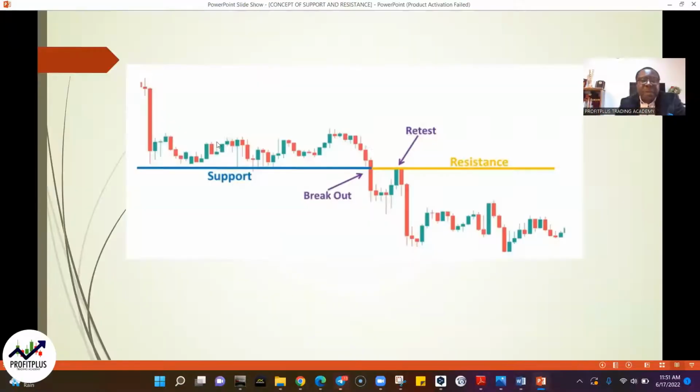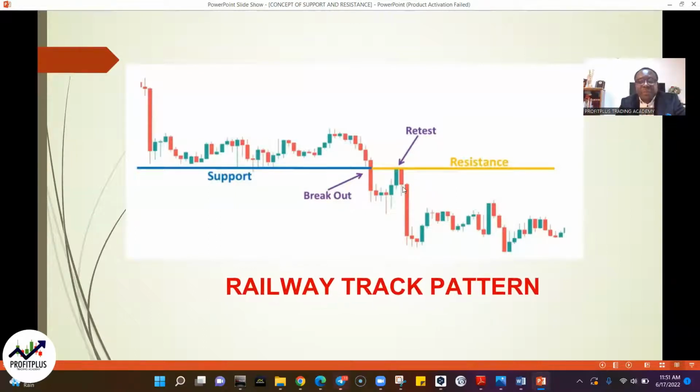Look at this, price is trending downwards. It broke this level of support, you can see, it broke it, retested it, it came back to it. So when it retested and comes back to it, you look for very good price reversal candlestick patterns. All right, okay, these are the downtrending markets. You can be looking at a railway track.